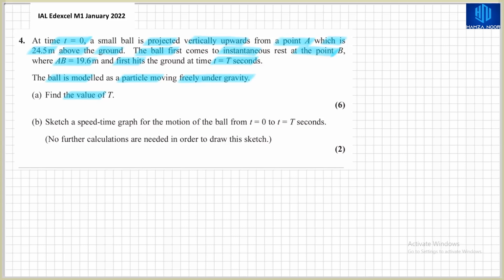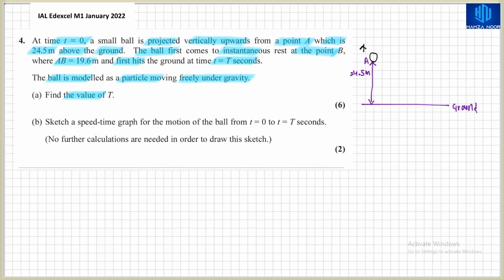So first of all, we are going to make the question easier to comprehend. We are going to make a diagram, a sketch, and visualize this whole scenario. A small ball is projected vertically upwards from a point A, which is 24.5 meters above the ground. So let's say this is the ground, and here we have a point A, 24.5 meters above the ground. At point A, we have a small ball which is projected vertically upwards.